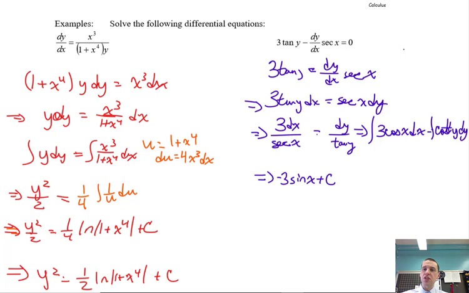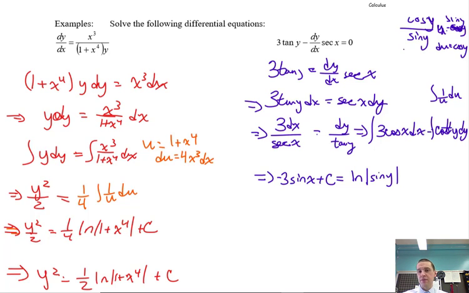But how do you integrate cotangent? Well, cotangent is cosine y over sine y. If you let u equal sine y, then du will equal cosine y dy. And therefore, I'm going to get the integral of 1 over u du. The integral of 1 over u is ln of u, so what I'm going to get is the ln of the absolute value of sine y, because u is sine y.